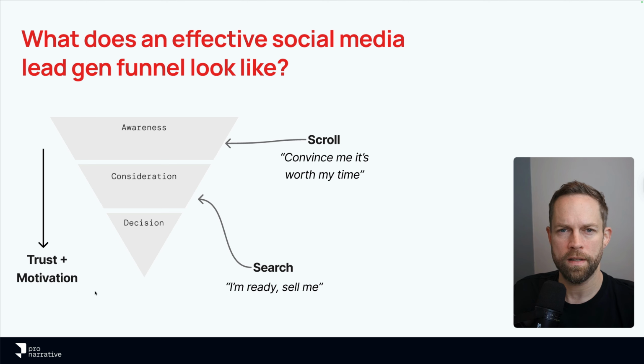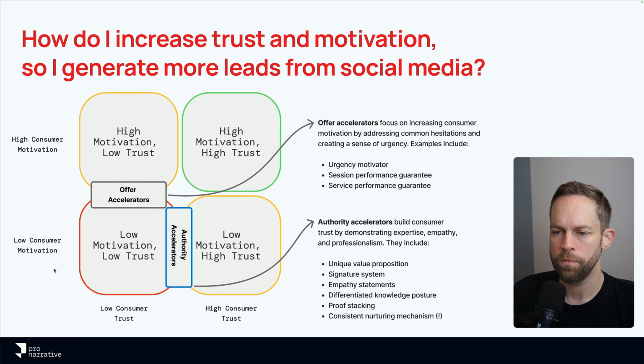And there are two ways in which we do that. There's increasing trust and increasing motivation. These two core things that somebody has to feel in their heart and in their mind are the foundation of the strategy that I will walk you through. And that's in a 2x2 matrix, which we can see here. So the question is, how do I increase trust and motivation so I generate more leads from social media?